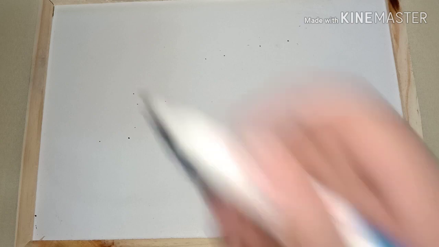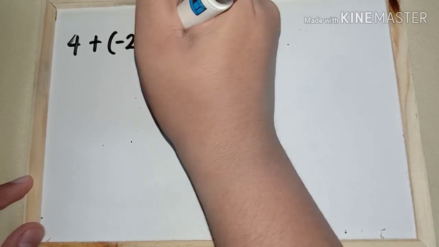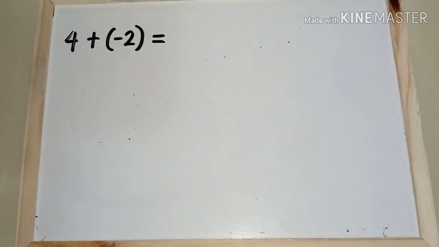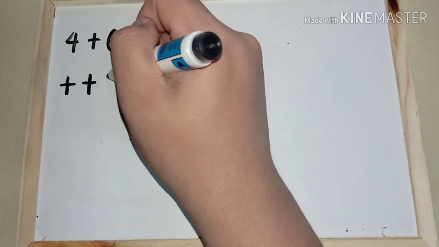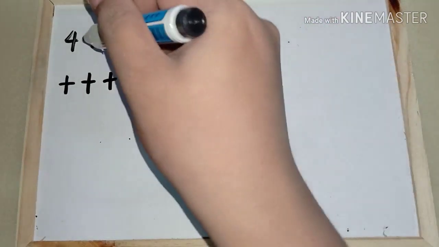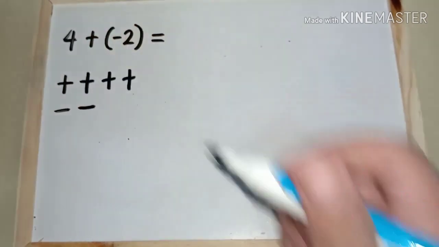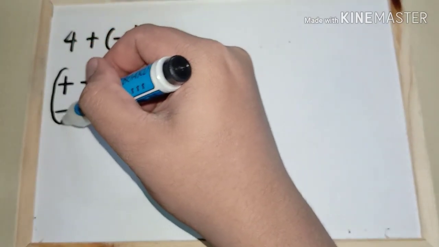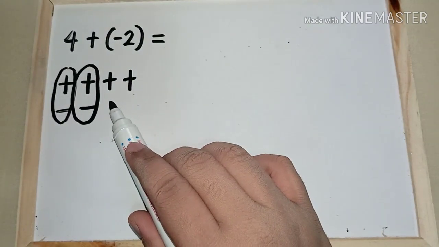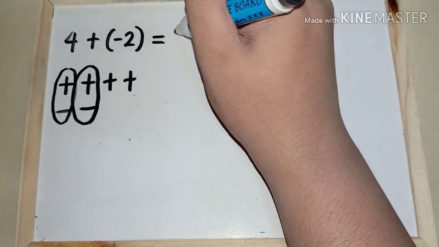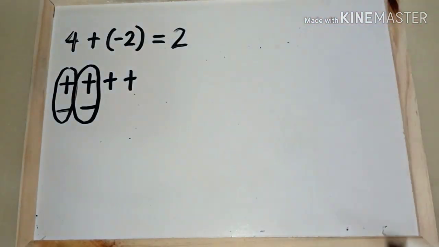Another example is positive 4 plus negative 2. So you will just draw integer tiles there. For positive 4, you draw 4 positive symbols, 1, 2, 3, 4. Plus, you will add negative 2, 2 negative symbols, 1, 2. And as I've said, this one will get a zero pair. This one also will get a zero pair. So what's left there are 2 positive symbols, so that means that's positive 2. 4 plus negative 2 equals positive 2.